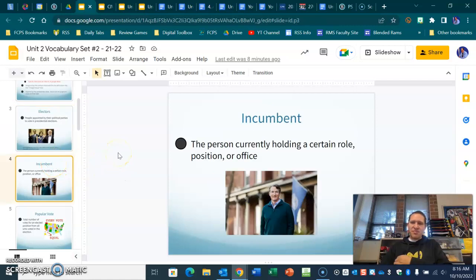The incumbent is the current person holding office, and they might be seeking re-election. Glenn Youngkin, for example, is the incumbent governor of Virginia. Joe Biden is the incumbent president of the United States.